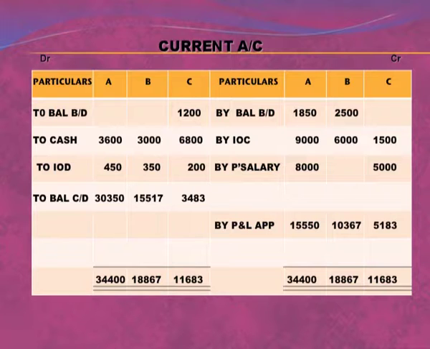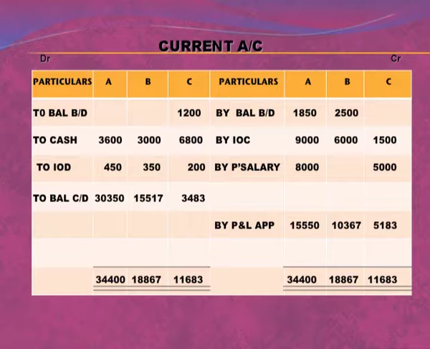On the credit side we will transfer by interest on capital, that is 9,000 for A, 6,000 for B and 1,500 for C. Third item, by partner salary, A's salary and C's salary will be transferred on the credit side because it is increasing the capital account. Lastly, by P&L appropriation, we will transfer the profit of the P&L appropriation account under A, B, C.